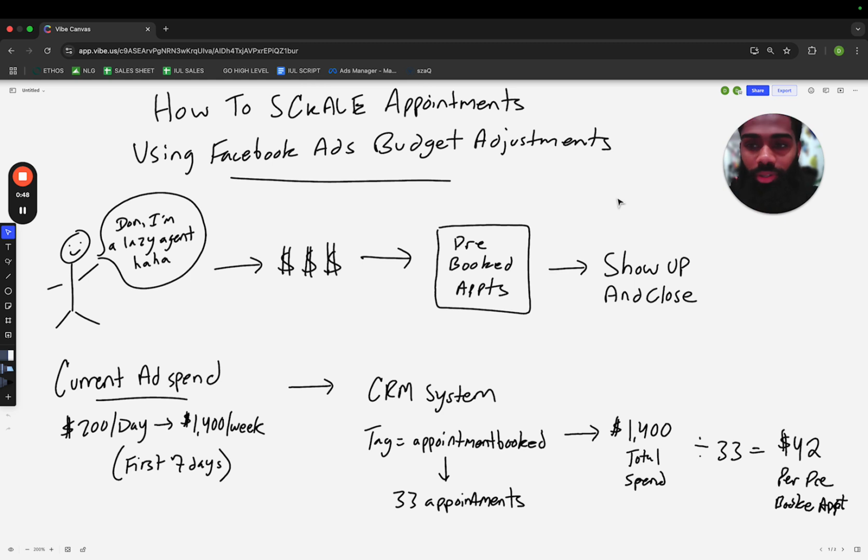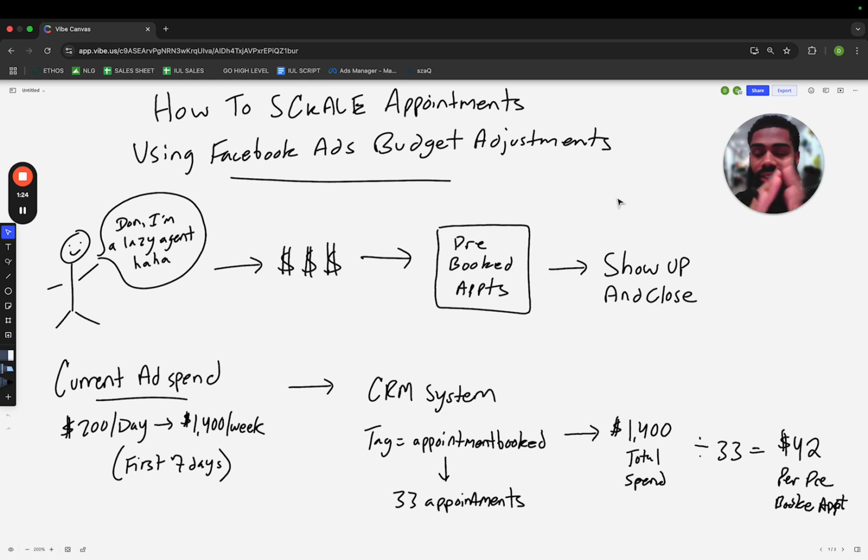Okay, so let me tell you a quick story. I had a client come on board with us. He's been working with us for a while. And he said, Don, look, man, I'm a lazy agent, right? You might be too. And what I mean by that is, I want to be able to make more sales without having to put in a ton of effort. I'm still going to work, but how can I get more appointments just on my calendar? I have the money necessary to spend and invest. I want more pre-booked appointments and I want to show up and be able to close.